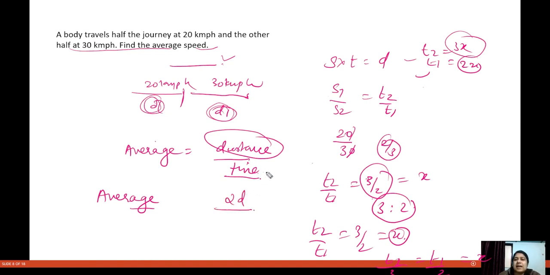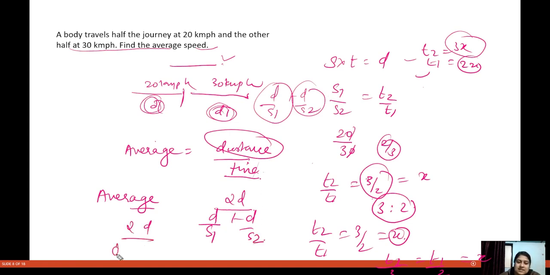And time, obviously one thing is you can give by d by s1 plus d by s2, but you can give it by this method also. If we take this method, time is d by s1 plus d by s2. So the d and d will get cancelled, and then you have s2 plus s1 divided by s1 s2. So this will become 2 s1 s2 divided by s1 plus s2. Now this becomes 2 into 20 into 30 divided by 20 plus 30.